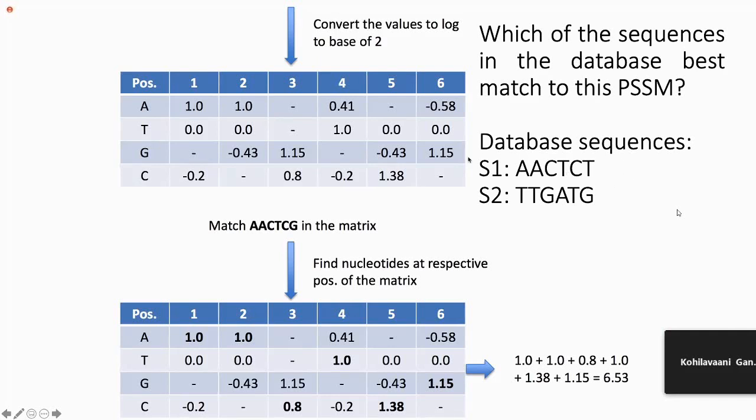Okay. So for these two sequences in the database, for example, if you use this to score the sequences in the database, and you have two sequences, S1 and S2, which one do you think matches your PSSM better? Which one do you think is more matched?